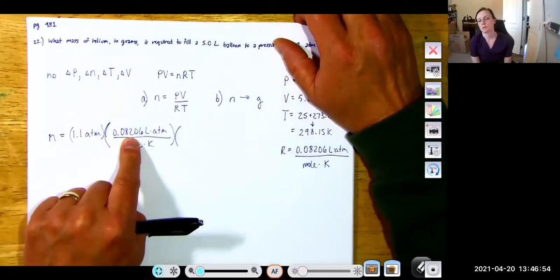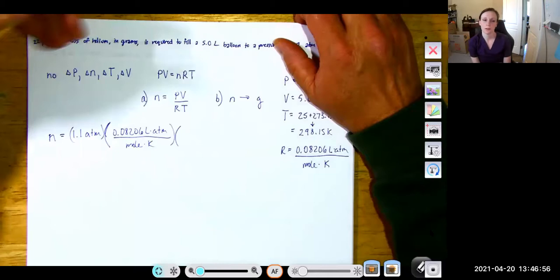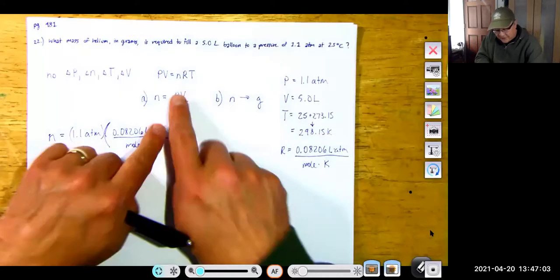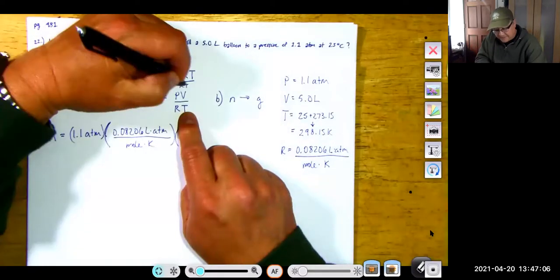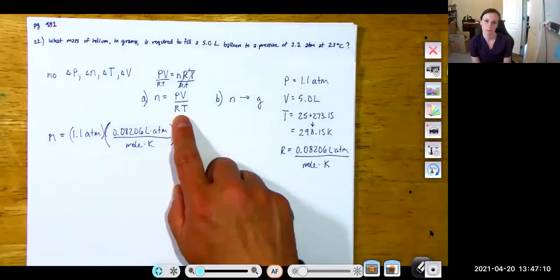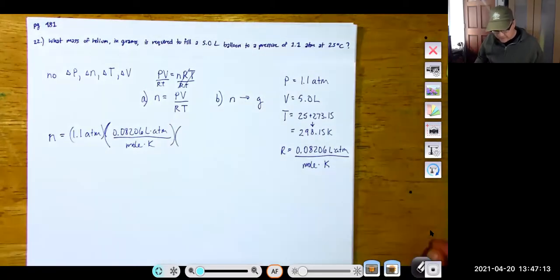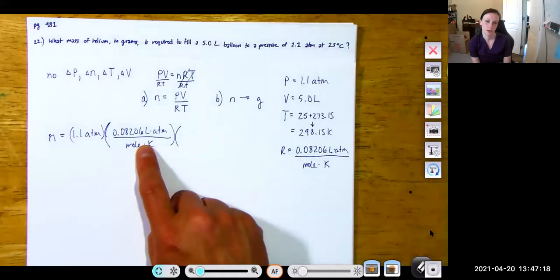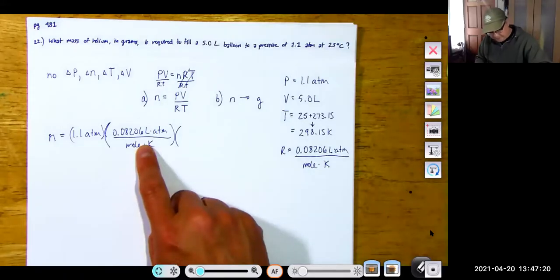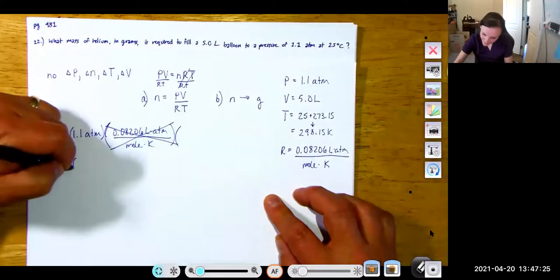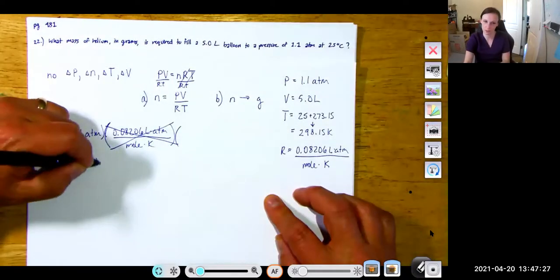Yeah, I was wondering about, so n equals PV over RT, right? Yes. Okay. So how did I do this? I divided each side by RT. Yeah, but you have R in the numerator down there. What's that? You have R in the numerator now. Oh, thank you. I see what you're saying. Okay. So we want 5.0 liters there.